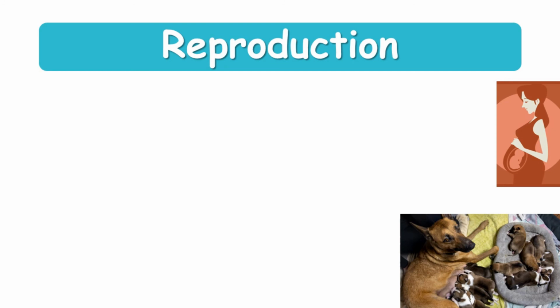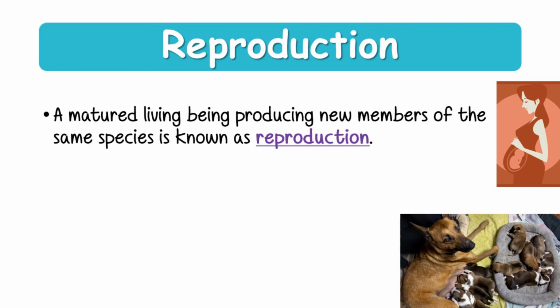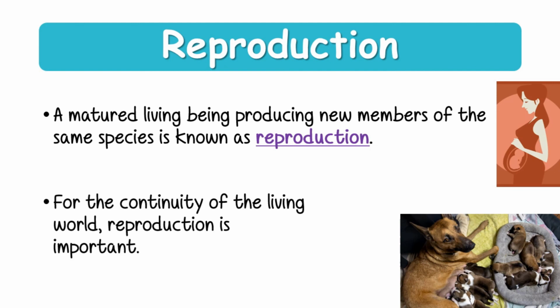The last characteristic of living organisms that we are going to learn today is reproduction. A matured living being producing new members of the same species is known as reproduction. For the continuity of the living world, reproduction is important.